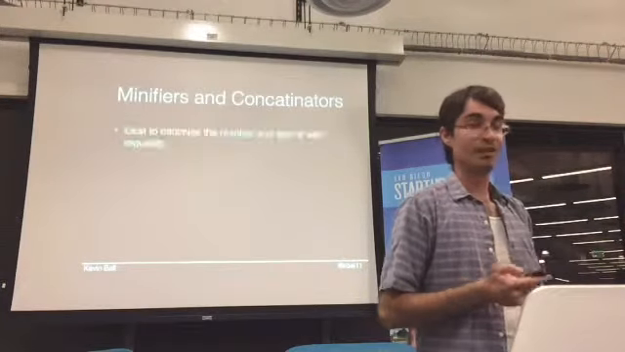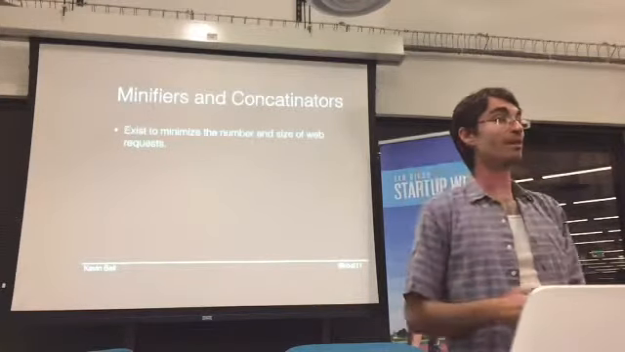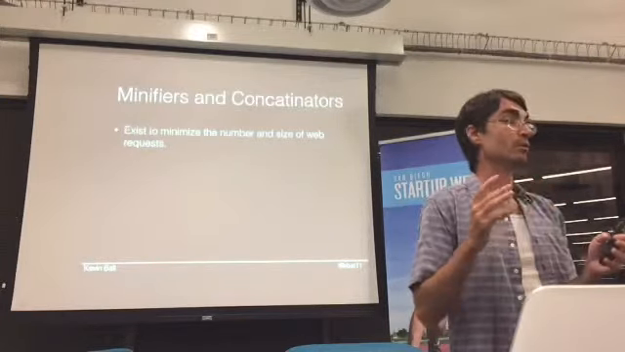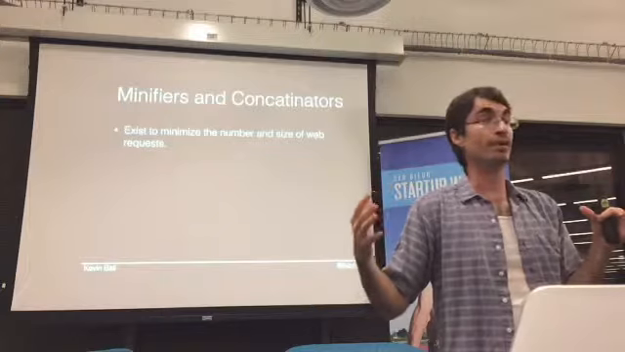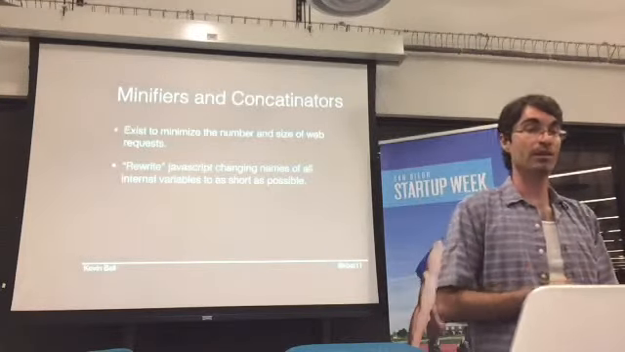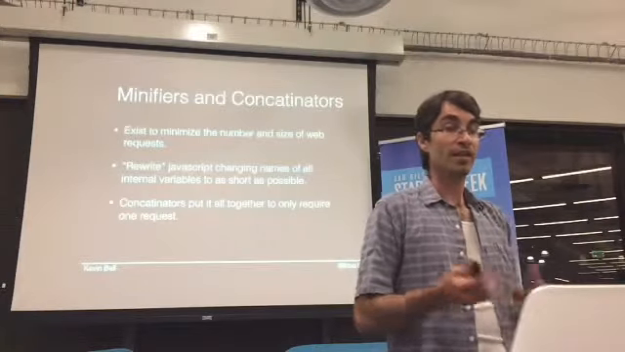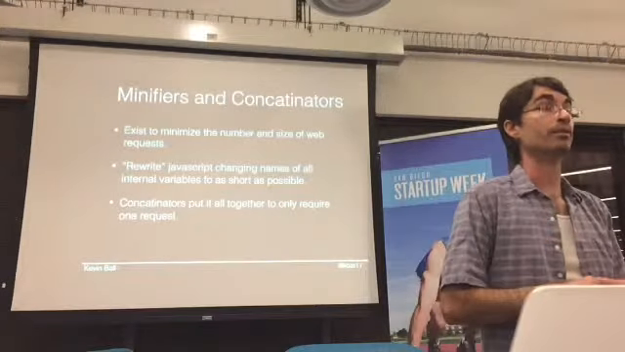So minifiers and concatenators, well, they exist to minimize the number and size of web requests. Since in a client-side application, we're sending everything over the wire, it's valuable to both reduce the number of round trips that we have to do and reduce the actual weight, the size of the thing that we're sending. And so these things rewrite JavaScript and CSS for that matter, but in JavaScript they change the names of all internal variables to be as short as possible. They get rid of white space, they move stuff together, and then concatenators put everything together into one big package so that you only have to do one request over the wire.